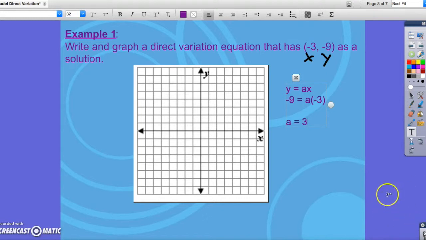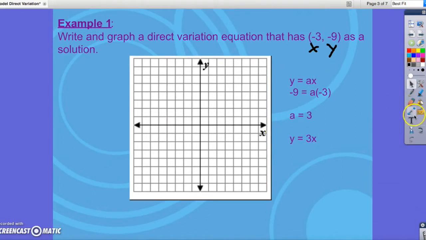Now, I'm not finished yet. That's my slope. Do you know how, when you found the equation of the line in the last lesson, you found m, but you had to plug it back in? Same thing goes here. We're going to say y equals 3x. Now, this is my actual answer. So that's my direct variation equation. So you're simply dividing to get that number, right?